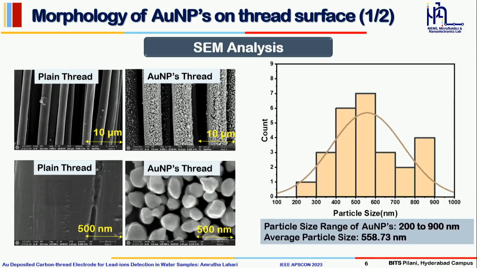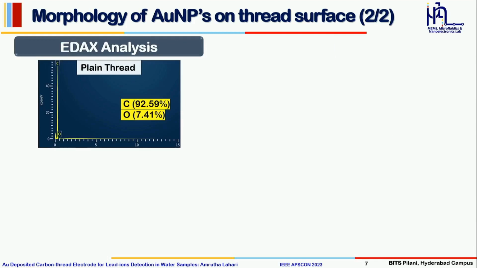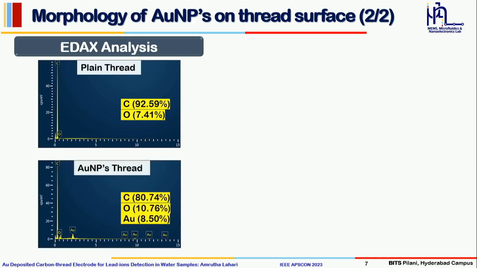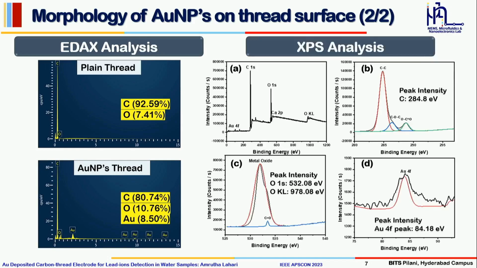We did particle-based analysis, where the average particle size of gold was around 558.73 nm, and the particle size ranges from 200 to 900 nanometers. Again, in the EDAX analysis, the plain thread had only carbon and oxygen. Once it is electrochemically deposited, it has gold, carbon, and oxygen. The XPS analysis confirms how much gold is present: carbon, oxygen, and gold on the thread surface.